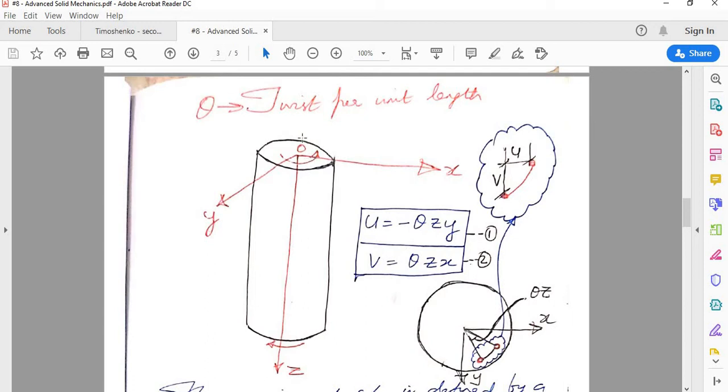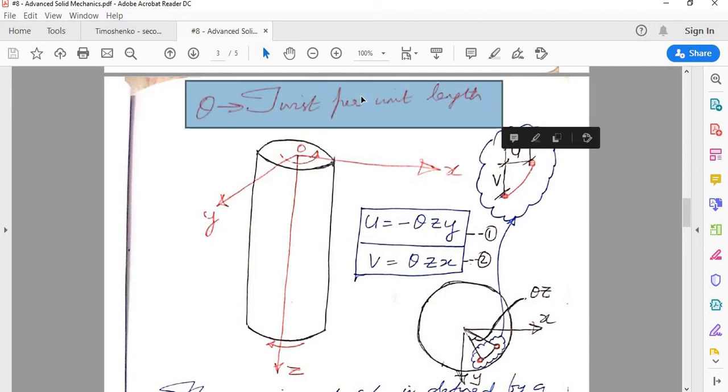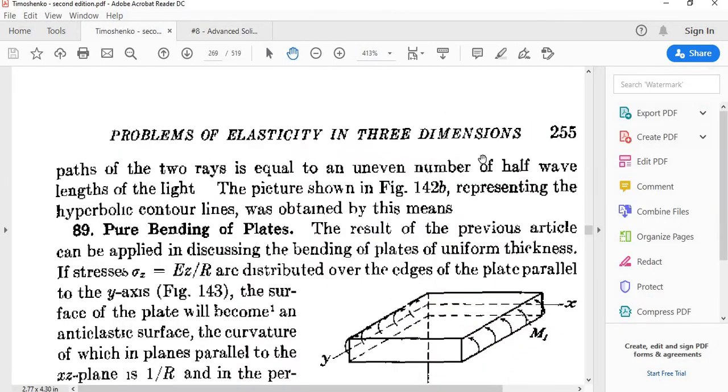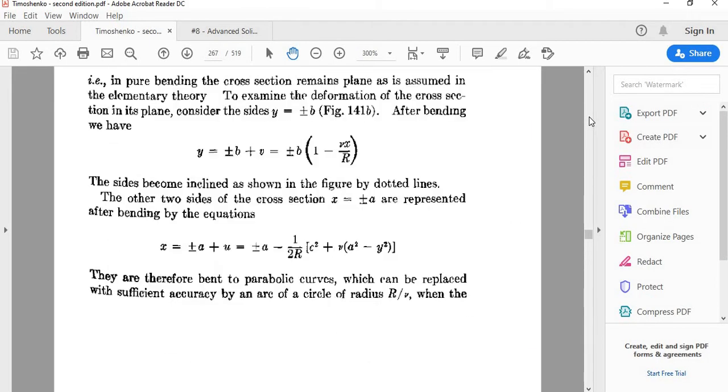Actually, theta is twist per unit length. If you apply a torque like this, and suppose this end is fixed, the total rotation of the cross section increases as you go along the length, right? As z increases, the twist of any particular cross section will increase. So if you are defining theta as twist per unit length, that definition was also used earlier.